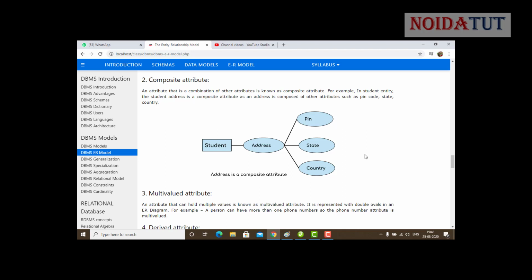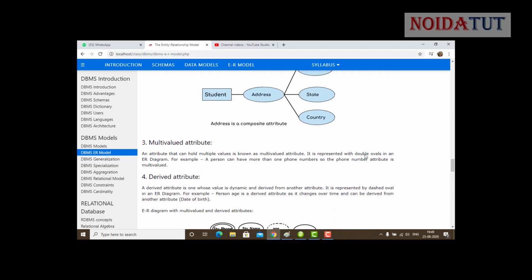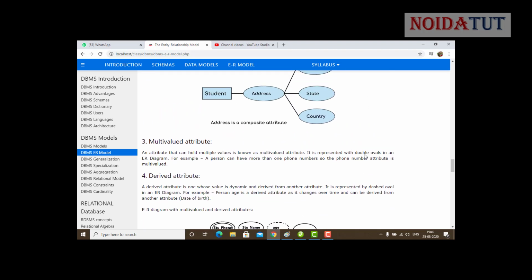Student address. Now, an address consists of a pin code, state, and country. So, combining all these things, the complete address is formed. Just knowing the pin code, or the state, or the country is not going to give you the complete address. So the combination of all these three will be very helpful and can be counted as an attribute.